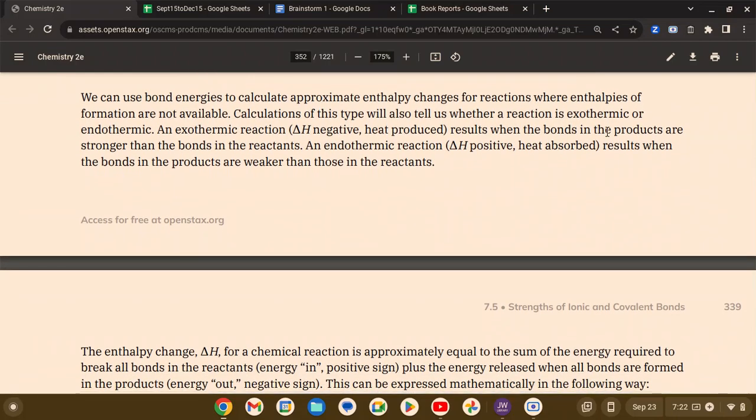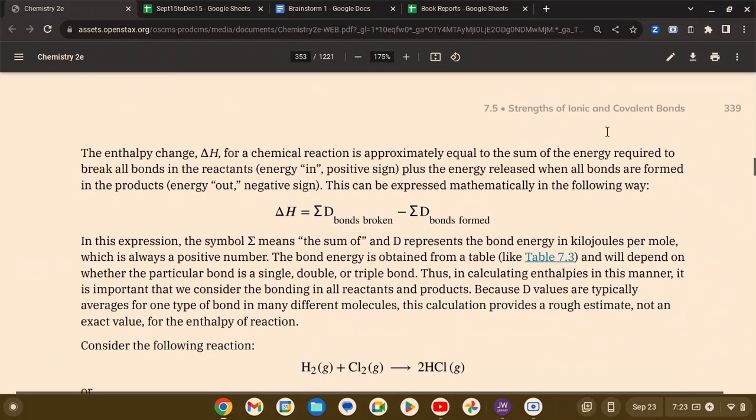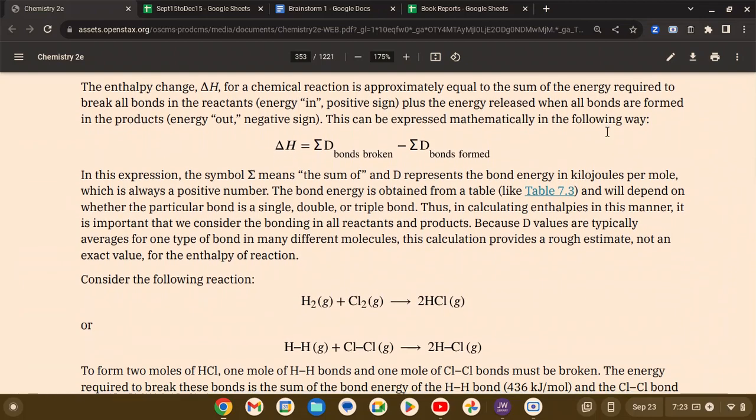We can use bond energies to calculate approximate enthalpy changes for reactions where enthalpies of formation are not available. Calculations of this type will also tell us whether a reaction is exothermic or endothermic. An exothermic reaction results when the bonds in the products are stronger than the bonds in the reactants. An endothermic reaction results when the bonds in the products are weaker than those in the reactants. The enthalpy change, delta H, for a chemical reaction is approximately equal to the sum of the energy required to break all bonds of the reactants, plus the energy released when all the bonds are formed in the products.